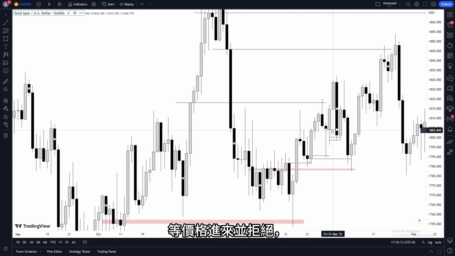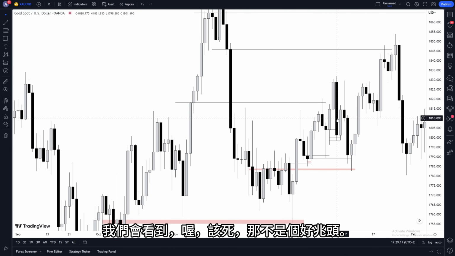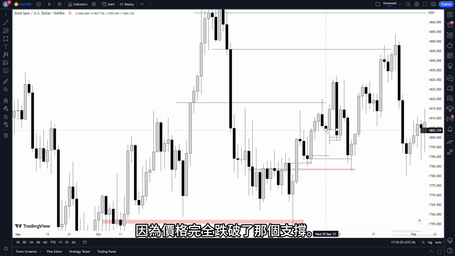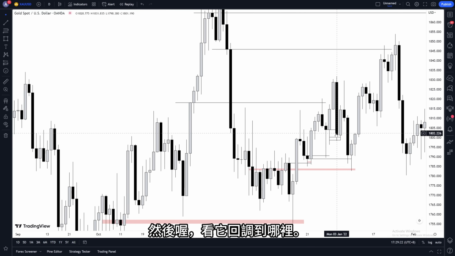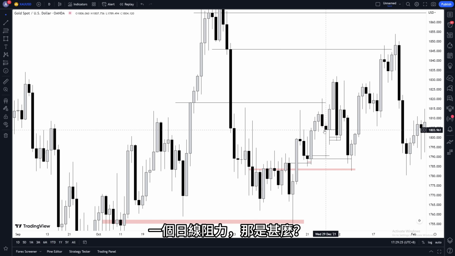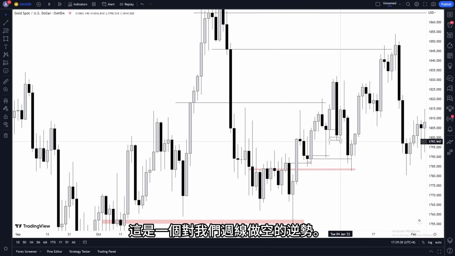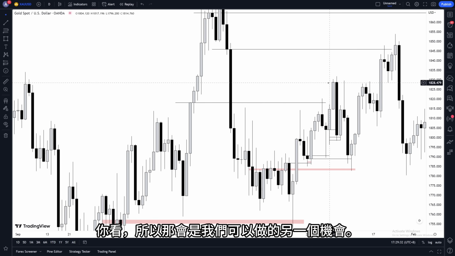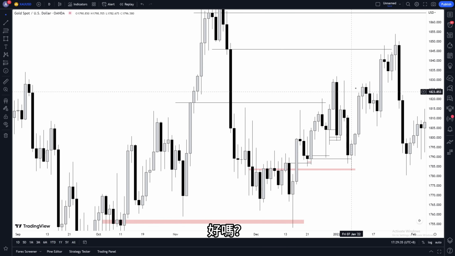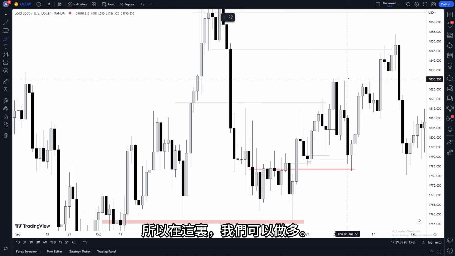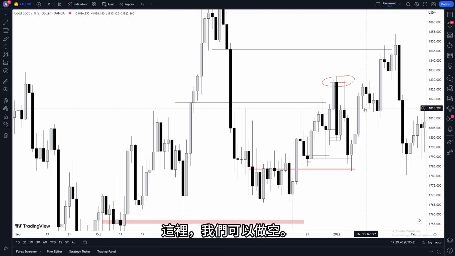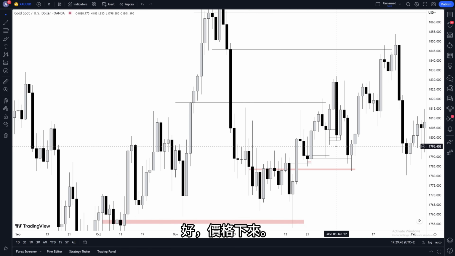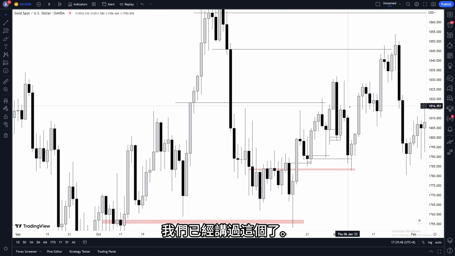So we can take a touch trade, right? Or we can wait for price to come in and reject this. And if we were to take the safe opportunity and wait for price to come in and reject and then see the next day, we will see, oh, damn, that's not a very good sign. That's not a very good sign at all, because price has completely broken that support. So price will retrace, trap in some more of the buyers, and oh, look where it's retracing into. A daily resistance, which is what? The daily resistance is what, guys? It is a counter to our weekly sell. You see, so that will be another opportunity we can take. Okay, so in here we could take the buy, here we could take the sell.